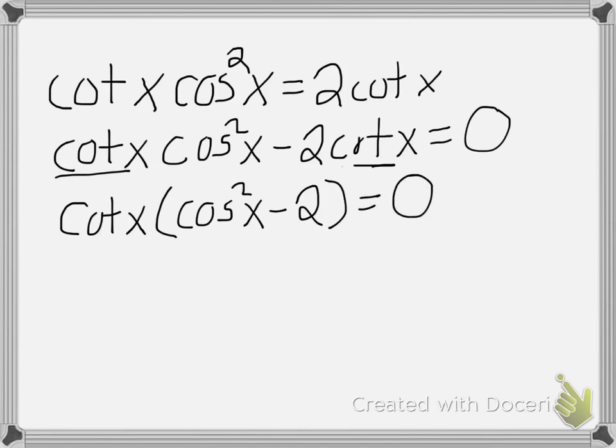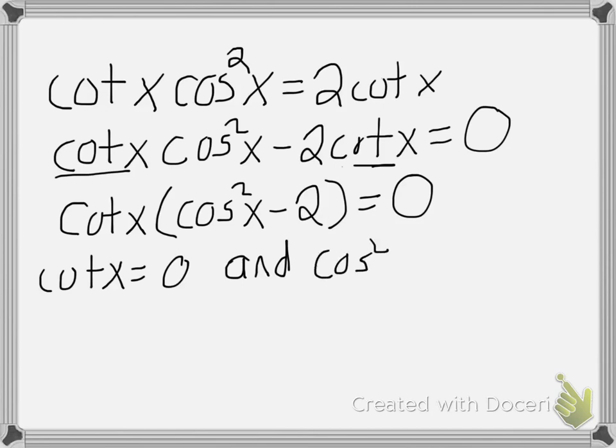Okay? Well, now at least I have factors. Now I can say the cotangent of x equals 0. And I can also say, so I have an "and" here because the other possibility is cosine squared of x minus 2 is equal to 0. Just like after you factor a normal polynomial, you do the exact same thing. You set each factor equal to 0.